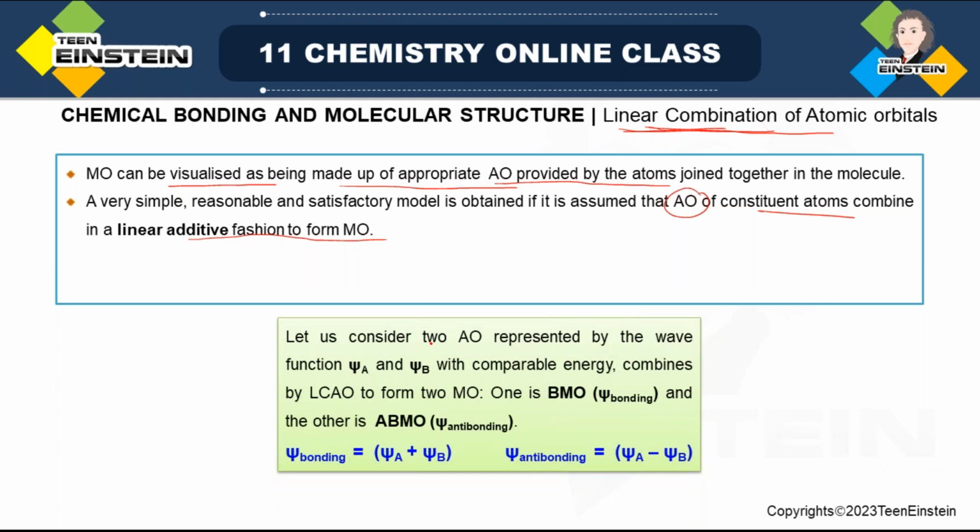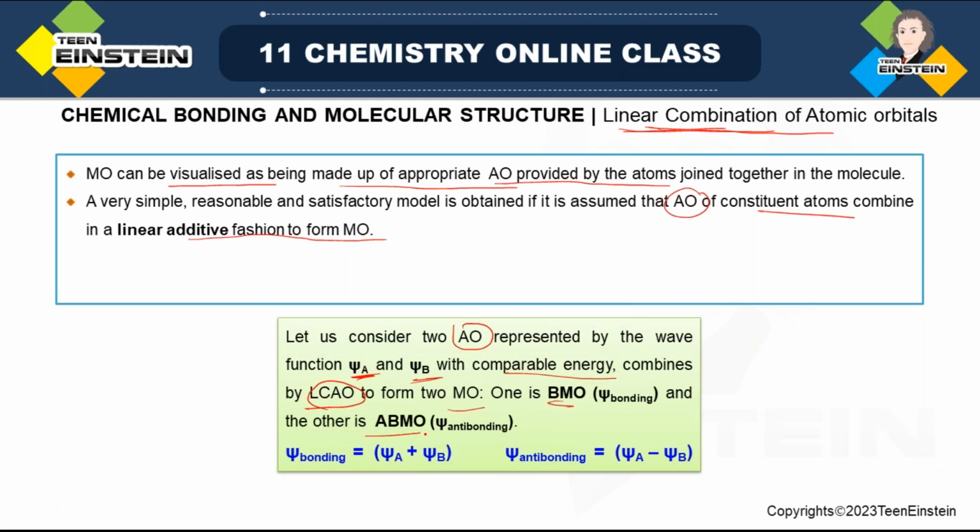So before that, just consider as if we have to consider wave function. Remember, in the structure of atom unit, we have seen this psi function we use for denoting wave function, right? So you have to consider 2 atomic orbitals represented by the wave function, because for each atomic orbital there is one particular wave function responsible. If it is a hydrogen atom, there will be 2 atomic orbitals, first hydrogen atom psi A, second hydrogen atom psi B. With comparable energy, they are combining by linear combination of atomic orbitals, and they are forming 2 MOs.